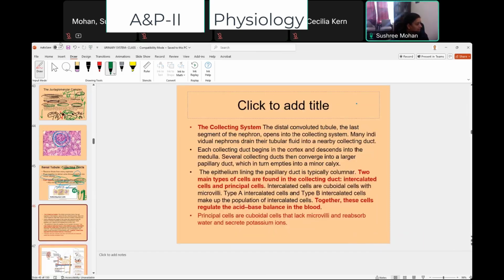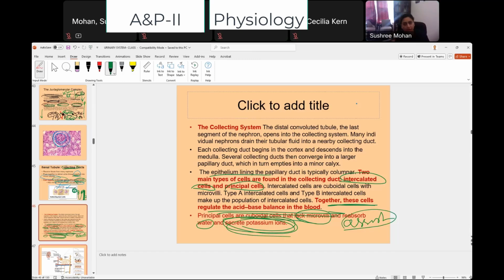So the collecting system, this is how it moves, as I showed you, and the epithelium has two main types of cells. One is intercalated cells and the other one is principal cells. And the intercalated cells are of two types. One is type A, the other one is type B. Together these cells will regulate the acid-base balance in the blood. They are cuboidal, they lack microvilli. Some amount of reabsorption of water will happen with assistance through aquaporins, but majority, they do secretion. They don't do reabsorption, they do secretion.